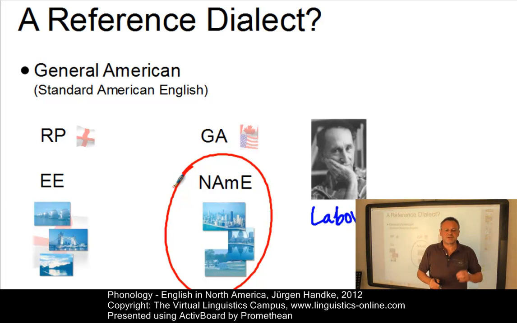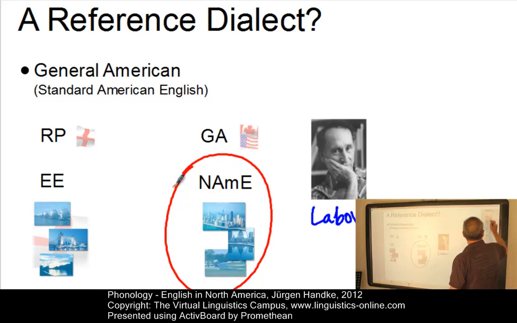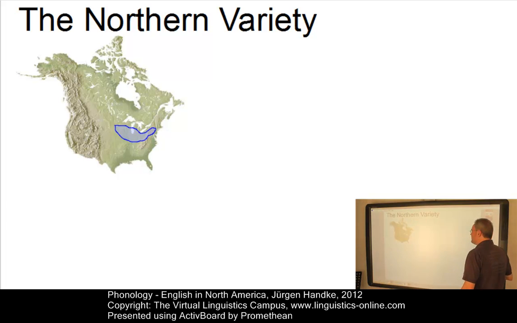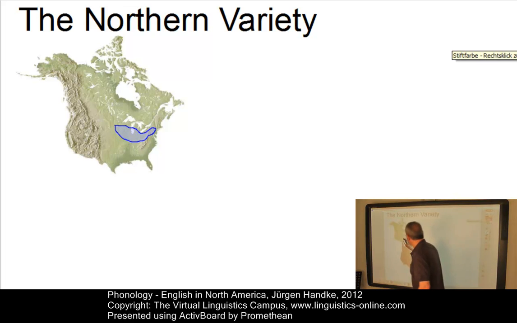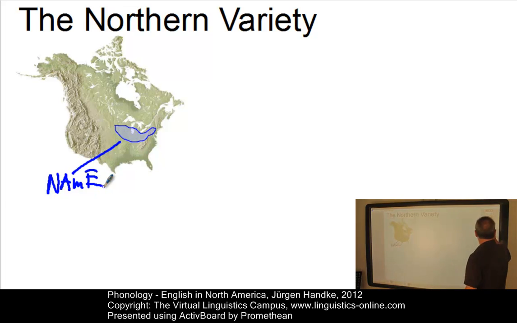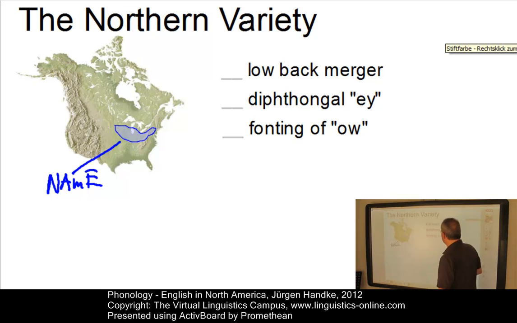So let's look at this phonological dialect in more detail. The northern region varies considerably from Wisconsin to Maine. So this is the northern region, Northern American English. It can be defined by the existence of some conservative phonological features. For example, the relatively high resistance towards the low back merger.